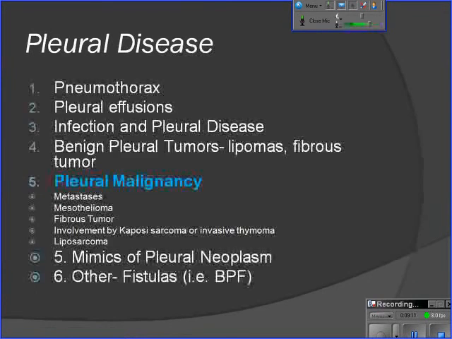Moving on to pleural malignancy. The most common malignancy to affect the pleura is metastatic disease. You can also see mesothelioma, which we commonly discuss, and fibrous tumors. Those are the three main malignancies that I'm going to talk about, but you can also have pleural involvement by Kaposi sarcoma and invasive thymoma, as well as very rarely liposarcoma. I guess if you can have a lipoma in the pleural space, you can have a liposarcoma as well.